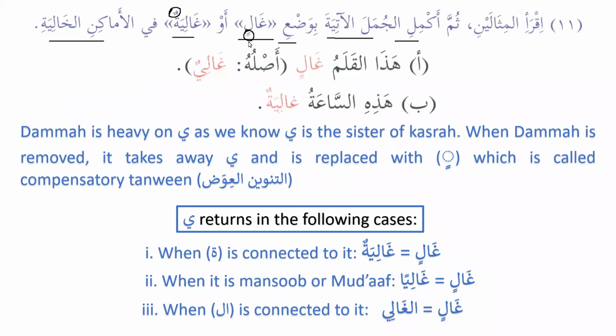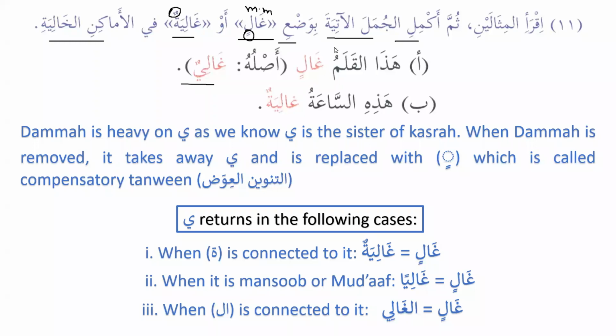Okay, so now this is a special kind of noun that is called ismul manqus, a defective noun. And this noun is very special. Why? Because when it is marfu and when it is majroor, it will end with kasratan. So when it is marfu and when it is majroor, then the case ending will be kasratan. Now look at the examples. هذا القلم غال أصله غالي.